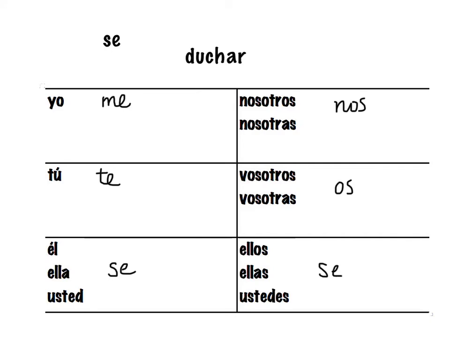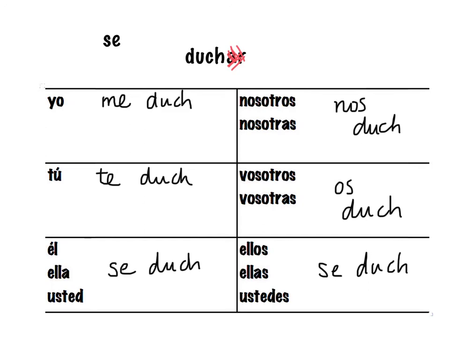Se. Okay, now that we took off the little se from the end of the infinitive and floated it over to the front and turned it into the right form, we can just chop off the AR, ER, or IR and go ahead and conjugate the verb like we would always do. I moved the duch part of the word down, but of course that's not really a word all by itself in Spanish, so let's add the ending.